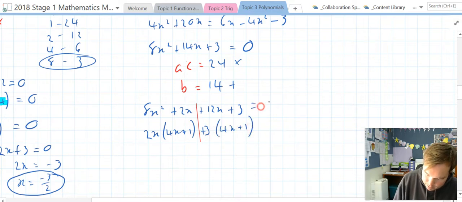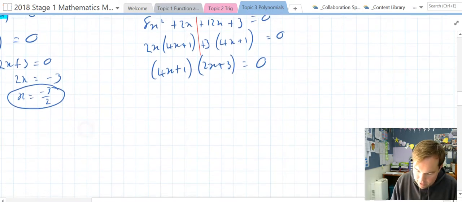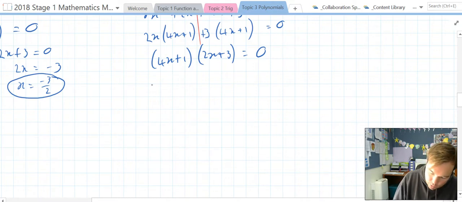Therefore, we keep this equal to 0. Factorize out 4x plus 1. And what's left is 2x plus 3 equals 0. Then we can solve both of those. Take them off into little equations if you want. So x equals minus 1 on 4, and x equals minus 3 on 2.